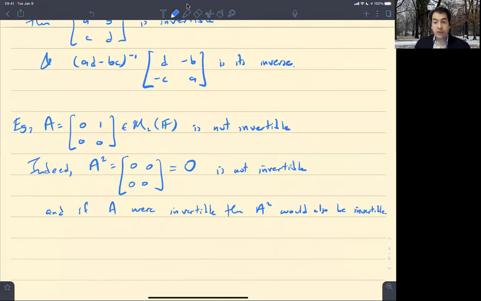Okay, so that shows that matrices with matrix addition and matrix multiplication do not form a field, right? Because remember, in a field, every non-zero element has a multiplicative inverse.